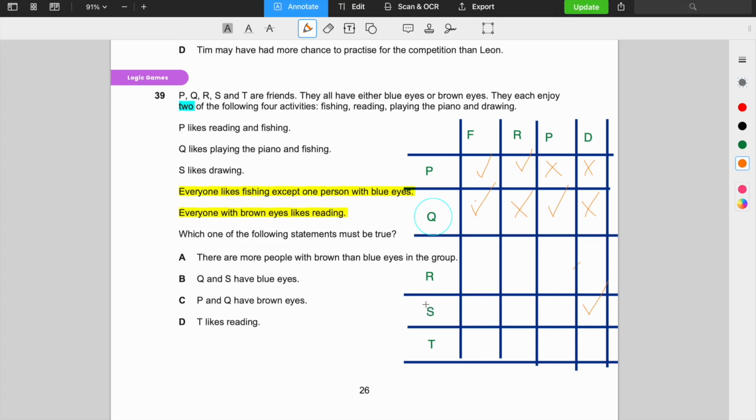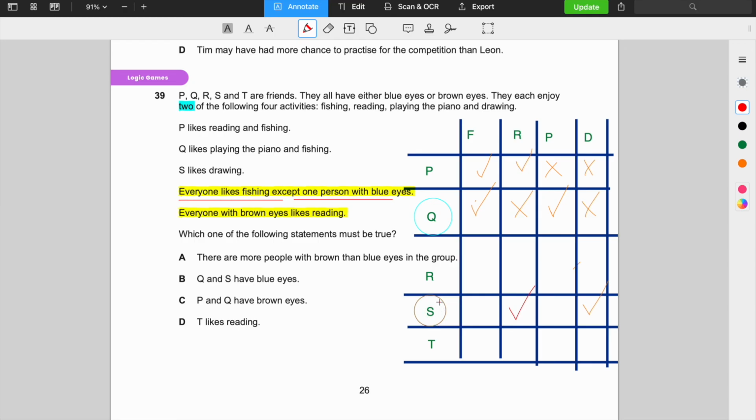Now, look at S. S is where it gets interesting. Let's try to work out if S has blue or brown eyes. So what you have to do is test out the different possibilities. So if S has brown eyes, is that possible? If S has brown eyes, everyone with brown eyes likes reading, so that means S has to like reading and drawing. But that's not possible because it says everyone likes fishing except one person with blue eyes. So it's not possible for us to have a circumstance where someone with brown eyes doesn't like fishing, right?